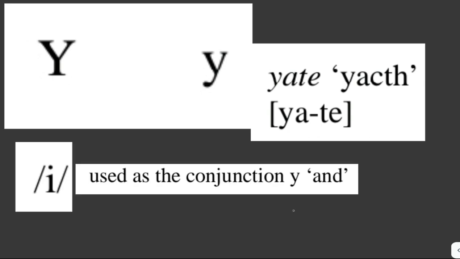And another way to pronounce this is E, as in English, receive, cream, ski, when used as the conjunction E, which means and. So when Y is used as a conjunction, then we pronounce Y as E. E, which means and.